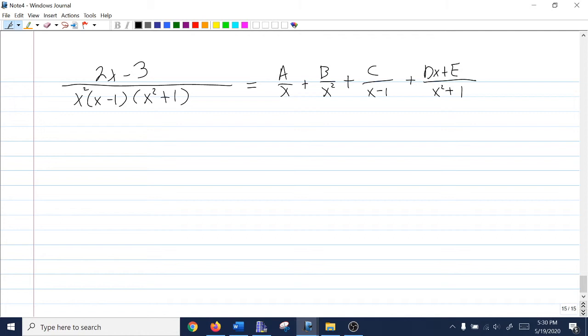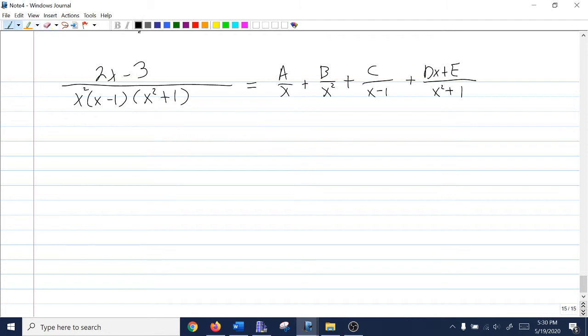How far can the cover-up method get us? If I multiply by x and plug in 0, I'll get something over 0 equals something plus something over 0. Multiplying by x doesn't clear out all the x's because there's an x squared. So I can't get a from the cover-up method. To get a, I would multiply by x squared and plug in 0.